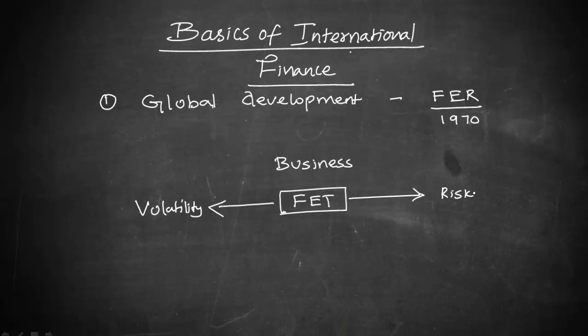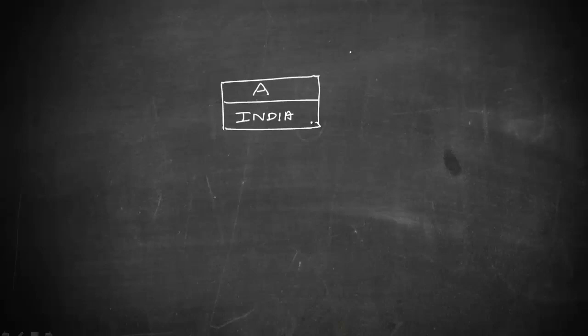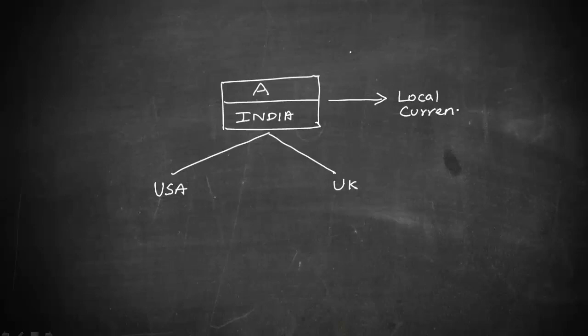Let's take a simple example. Let's say there is a company called A Limited, and this company operates from a country called India. This company has its presence in India. Now, this company has its customers across various countries. For example, it has customers in USA and customers in UK. If company A sells its products in India, it will sell in its local currency, which is nothing but rupees.